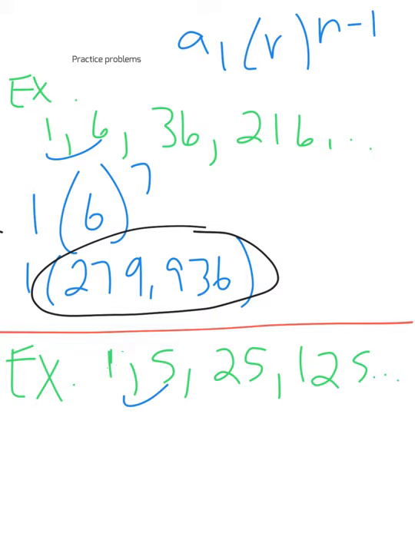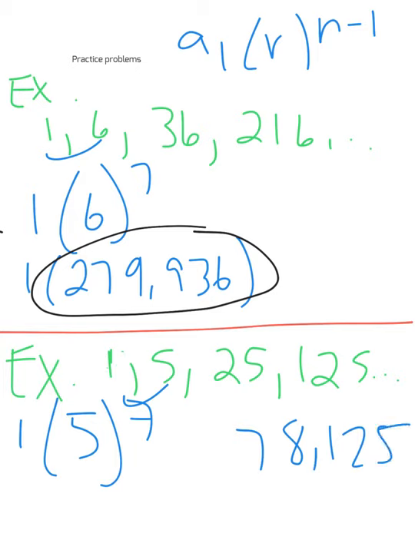The next one we have 5 divided by 1, so your common ratio is 5. 1 times 5 to the 7th power. 5 to the 7th power is 78,125. Times it by 1 gives you that answer.